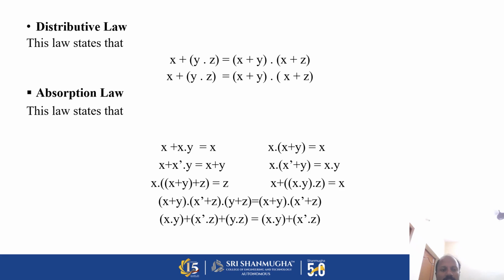Next one is the distributive law. This law states that x + (y · z) = (x + y) · (x + z); we can combine the bracket into two forms, x + y in one bracket multiplied by x + z in another bracket. This is nothing but distributive law. Next one is the absorption law. This law states that x + x · y will be equal to x. Similarly, x · (x + y), the answer will be x.